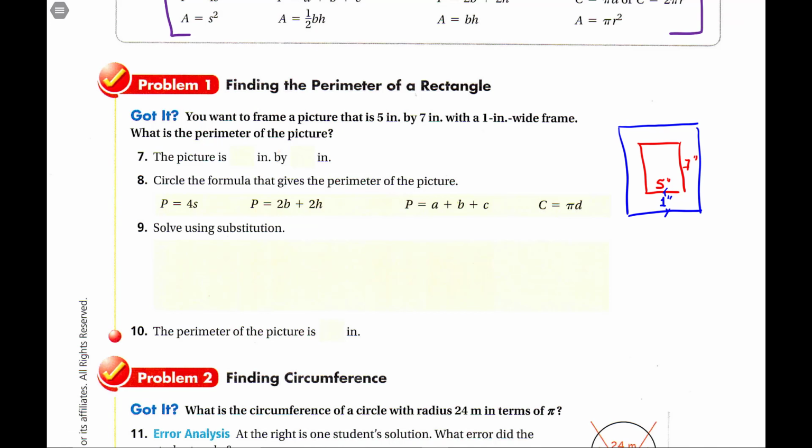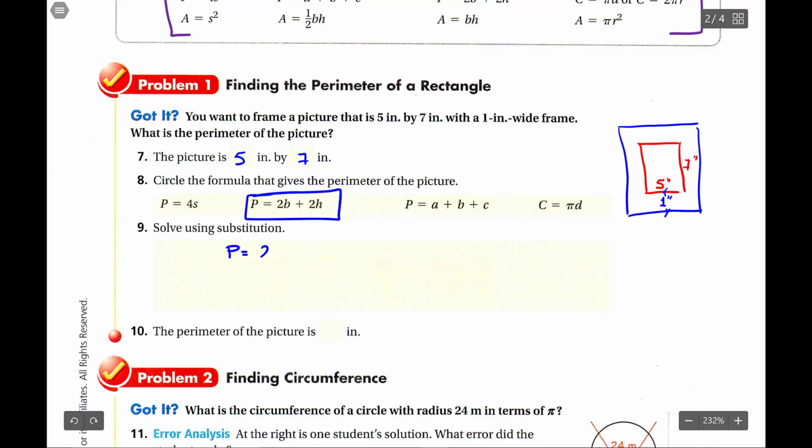We know that the picture is 5 inches by 7 inches. And actually, I don't know why they don't even bother to ask us anything about the frame. So the drawing is more or less useless except for the picture. We need the formula that gives the perimeter of the picture, where we're dealing with a rectangle. The perimeter of a rectangle is twice the base plus twice the height. So we're going to solve this by substitution.